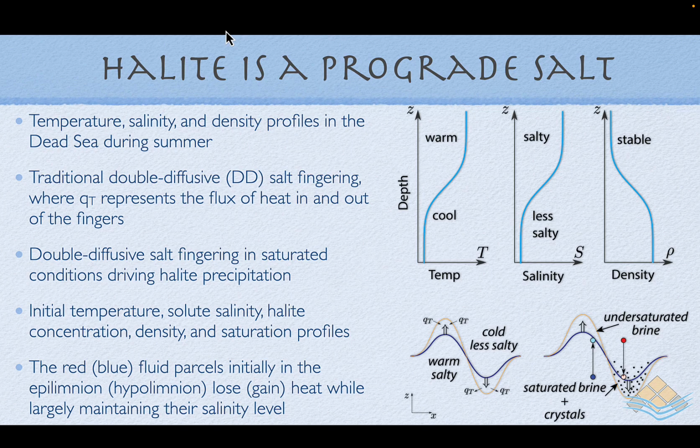We have double diffusive salt fingering modelling where QT in that lower set of diagrams on the left-hand diagram is indicating saturated conditions. What work in the Dead Sea has shown is that we're getting double diffusion salt crystallization where we see a mixing across the metalimnion, across that thermal contrast. We are driving in what are the red fluid parcels, initially in the epilimnion. As they sink into the underlying hyperlimnion, they're losing heat. They're maintaining their salinity levels. So they become supersaturated with respect to halite. And we form this finely crystalline halite phase at that metalimnion, which sinks to the bottom.